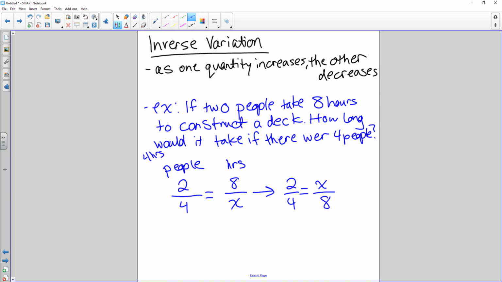So when I cross multiply now, 2 times 8 is 16 equals 4x. Divide by 4, and x equals 4 hours, just like we figured out rationally.